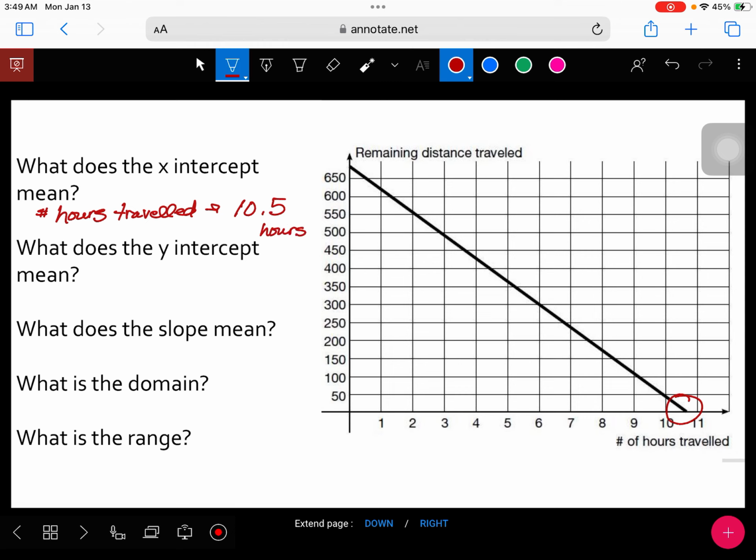Okay. The y-intercept is the distance that they have left, distance left to travel, and for the y-intercept, that is the distance they have before they even started. Okay? Distance left to travel before starting out.